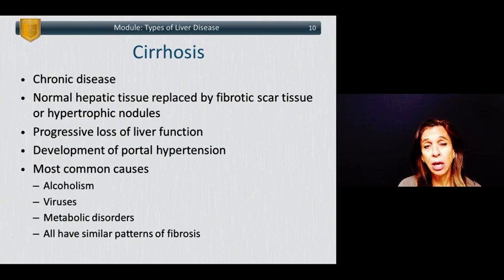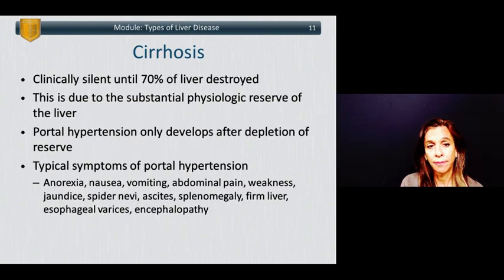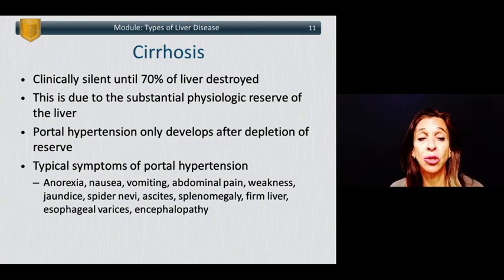So cirrhosis is a chronic disease. It occurs when normal hepatic tissue has been replaced by fibrotic scar tissue or hypertrophic nodules. It's a progressive loss of liver function and development of portal hypertension. The most common causes are alcoholism, followed by viruses, metabolic disorders, and all have a similar pattern of fibrosis. Cirrhosis is clinically silent until about 70% of the liver has been destroyed. This is due to the substantial physiologic reserve of the liver. Portal hypertension only develops after depletion of this reserve.